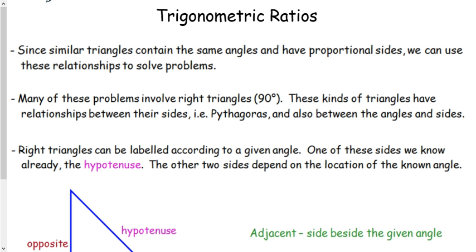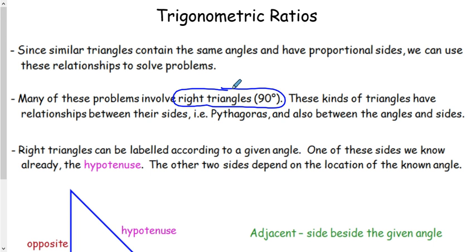And let's actually go through some of this and talk about trigonometric ratios. So we're going to use what we understand about similar triangles and the fact that they contain the same angles and have proportional sides. And we're going to use that to extend that to solve problems. Now we're going to be looking exclusively to start at triangles that have 90-degree angles in them. So we're calling them right triangles, and they have to have that 90-degree angle. As soon as you see a triangle with a 90-degree angle, you should go, aha, trigonometry, that's what I'm getting at.